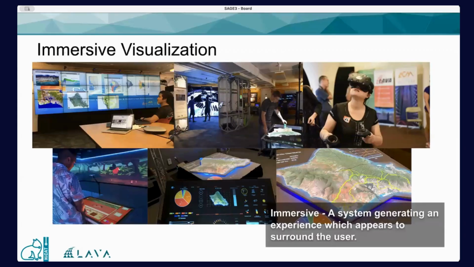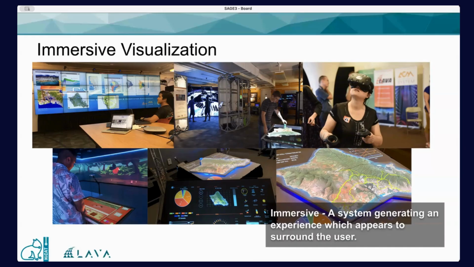And then, of course, there's immersive visualization, again, very active field of research. Things like VR, augmented reality. This is an example of a room we have in West Oahu where there's projectors on 3 of the walls and the floor.